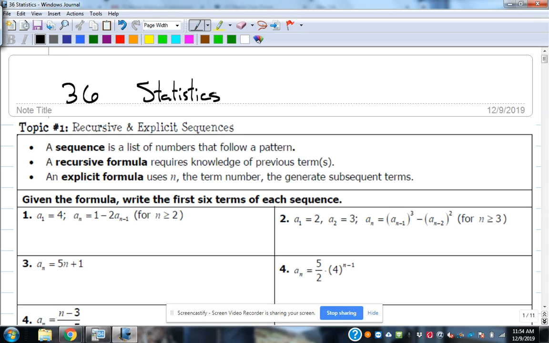So what we're going to start with and spend most of the day with is sequences and series, and talk about those sort of things. So we'll give that.